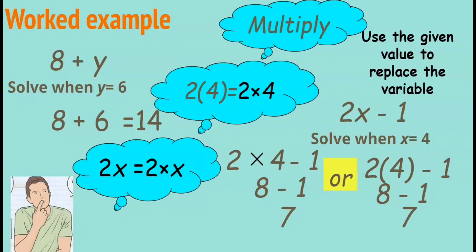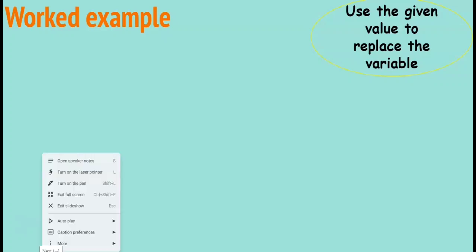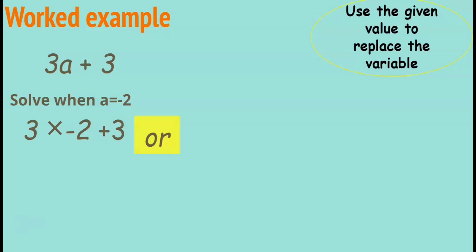Let's look at another example. Let's look at 3a plus 3, and we're solving when a equals negative 2. If we substitute our value for a, we end up with 3 times negative 2 plus 3, or we can always represent this as 3 open bracket negative 2 close bracket plus 3.